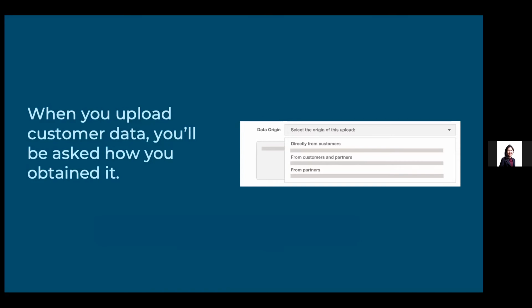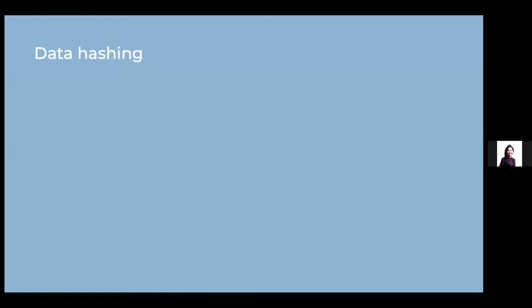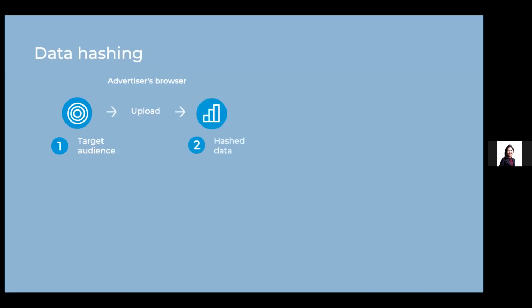Now, this slide just shows you how the data hashing works. It's a process, like we said, where it transforms a string of characters into a fixed length value or key that represents the original string. Just very infographically, to show you how this works: you have the advertiser's browser, like us when we run ads from the browser. You have your target audience that you upload onto Facebook, and Facebook will then hash the data at the browser level.